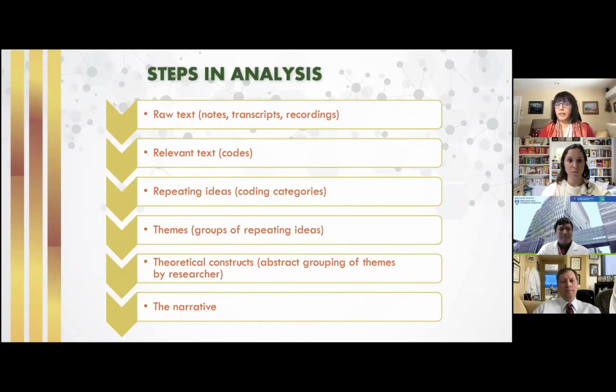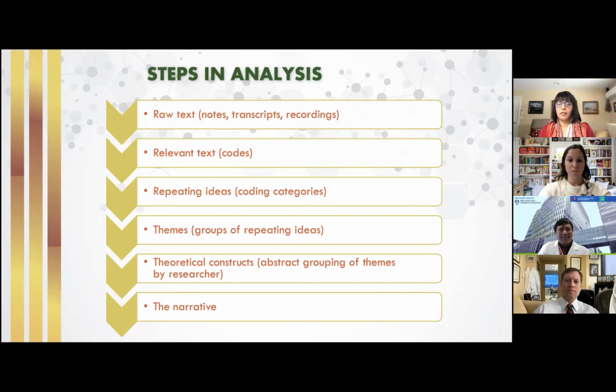So another very simplistic approach to analysis: raw text, all the notes that you get. Relevant text, highlighted, labels, as I told you, codes, repeating ideas, coding categories. Themes are groups of repeating ideas that don't quite fit into a neat little bucket. It's higher, it's more abstract. It's almost what comes from the data, granular, and what comes from the investigator's head, they merge into themes. So that's where the investigator brain comes into thematic analysis. And finally, you could, if you want, create a model or theoretical construct or generate a hypothesis. This is, again, much more of the investigator brain. So from the participants' words to the investigator brain.